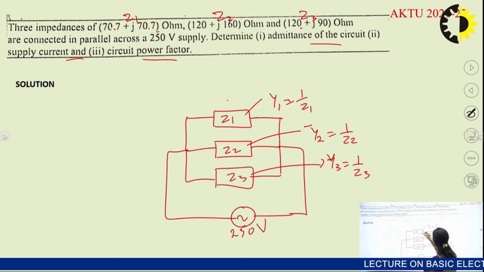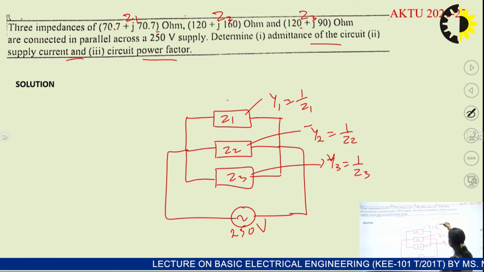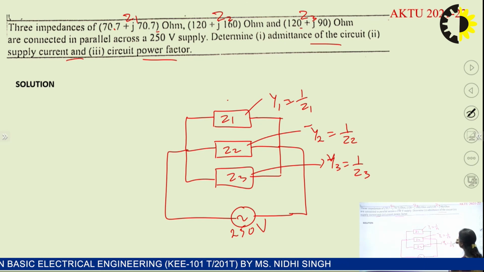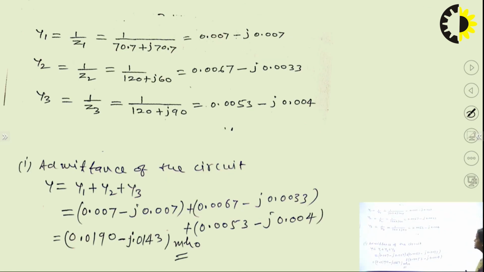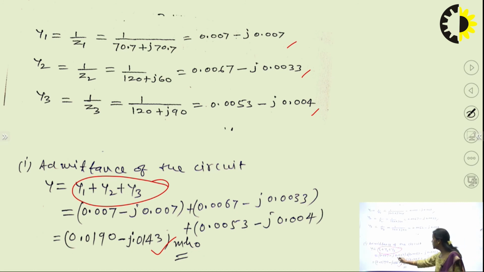After doing 1 upon Z1, 1 upon Z2, 1 upon Z3, you will get Y1, Y2 and Y3. If you add all these Y1, Y2 and Y3, you will get the value of total admittance, right? Just simply adding these admittance values. It is written in rectangular form.